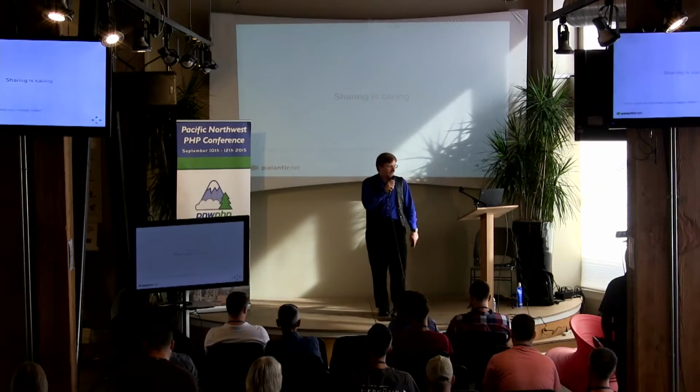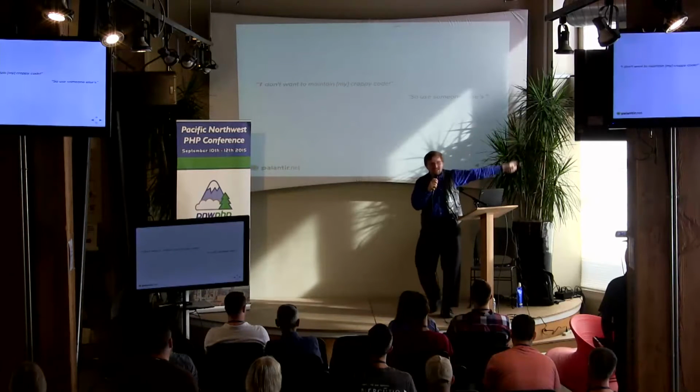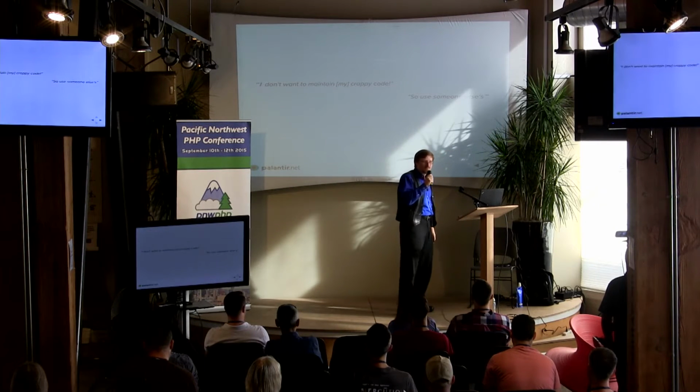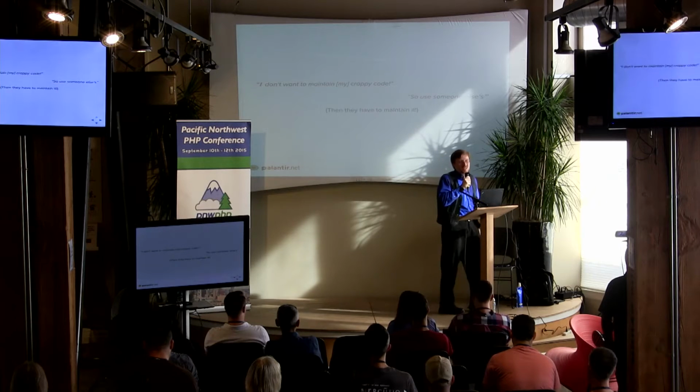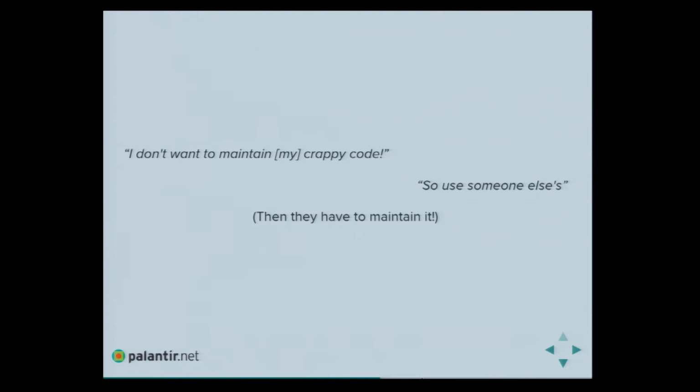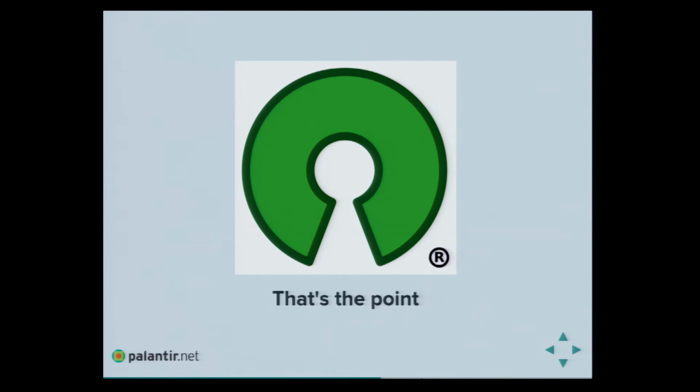As you're writing new code, as you're refactoring, share it. Share it with everybody, especially yourself. Who wants to maintain crappy code? Who wants to maintain your own crappy code? Exactly. So use someone else's crappy code instead. Because then they're responsible for it. Which is really the entire point of open source. Don't do work you don't have to because someone else is sharing their solution with you.